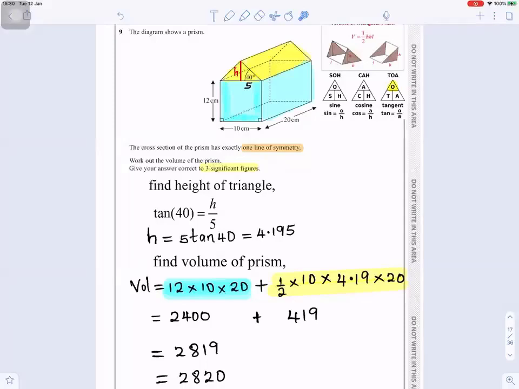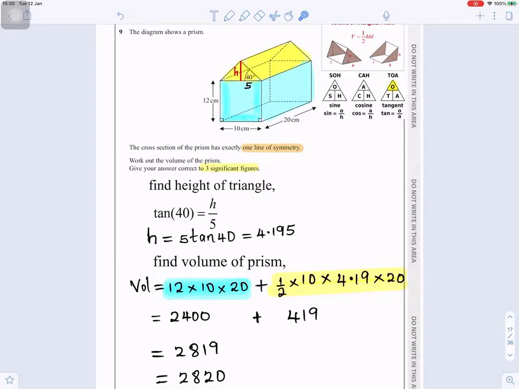So the first thing is to find the height of the triangle. If you look there, the height of the triangle, I've colored in a red line. We'll use tangent because you have that little right-angled triangle there. We know the angle is 40 degrees. The adjacent is 10 divided by 2, which is 5. So we want to find that height. Tangent of 40 equals the opposite, which is h, divided by 5.